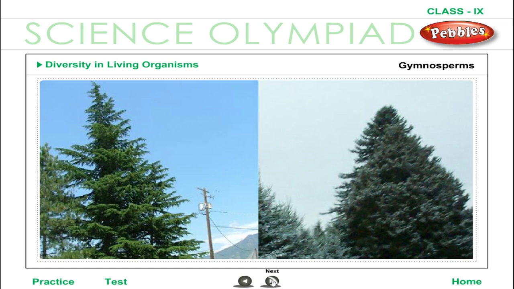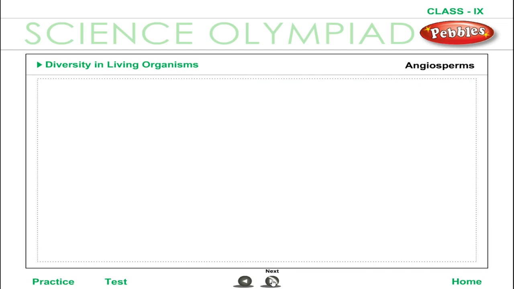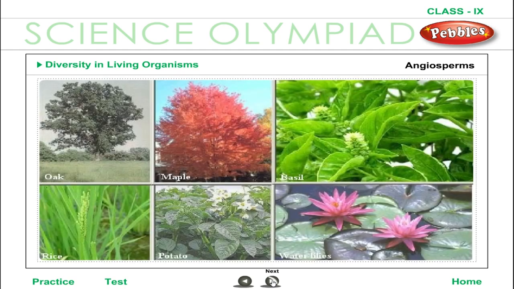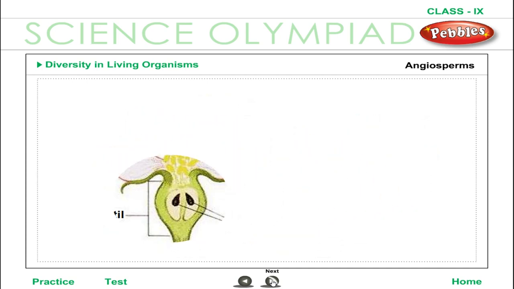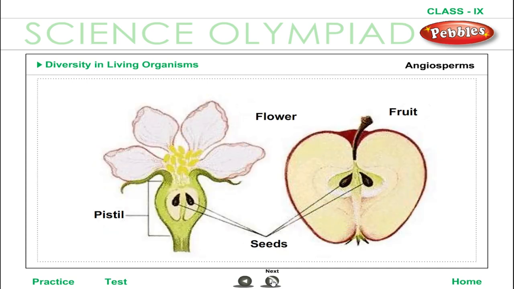Gymnosperms. This term is made from two Greek words. Gymno means naked and sperma means seed. The plants of this group bear naked seeds and are usually perennial, evergreen and woody. Examples are pines and deodar.